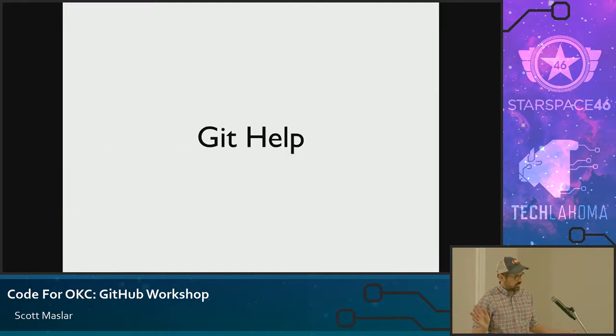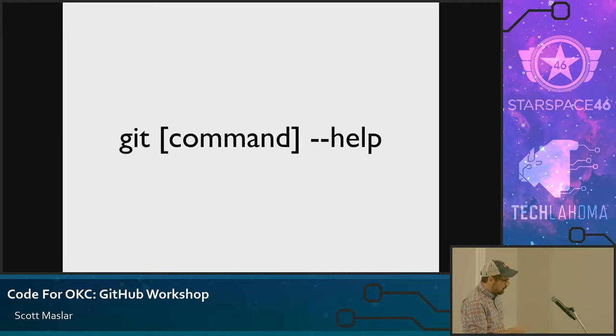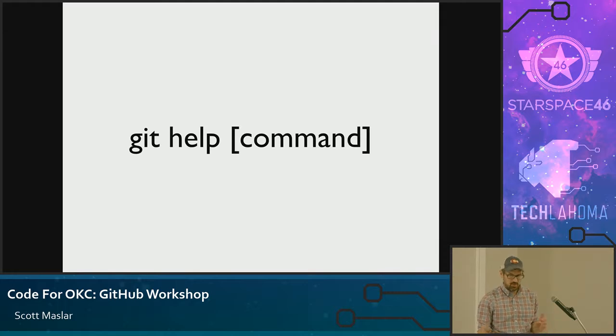Git help. Obviously, we can't remember all of these commands all the time. So if you know the name of a command, but you can't exactly remember how it works, or maybe you don't remember all the options that are available for it, git command --help. Another way of writing that exact same command is git help, and then whatever command it is.